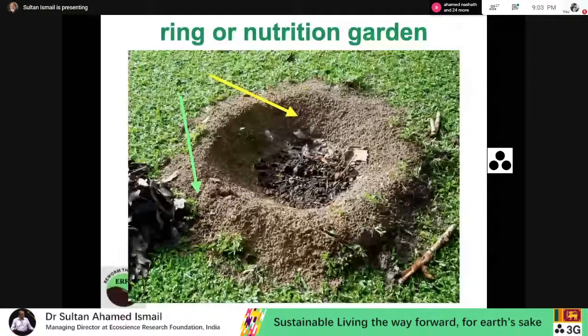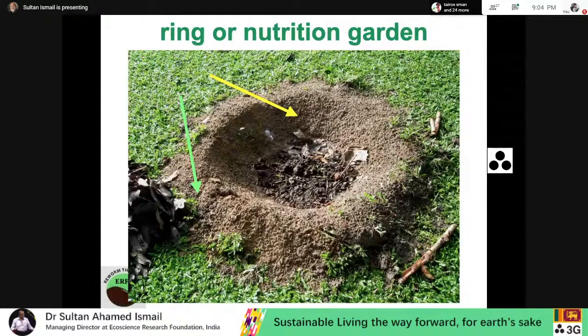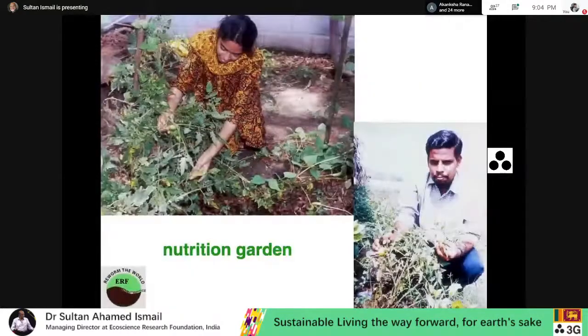And after another 10 or 15 days, start planting your spinach, coriander, pudina, mint on the inner side, tomato, eggplant, and lady's finger on the outer side. On one side, you are handling waste. On the other side, you are harvesting vegetables.